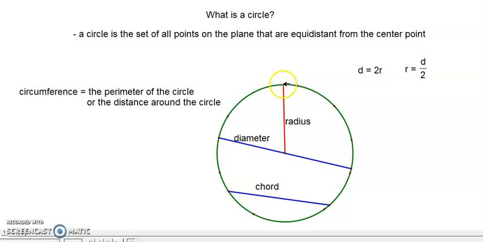So just to review, the radius goes from the center to the circle. Diameter goes from one end of the circle through the center to the other end. And a chord goes from one end of the circle to the other end, not necessarily through the center. And in the next video, we're going to learn about the circumference. How can we calculate the circumference? How would you find the distance around here?